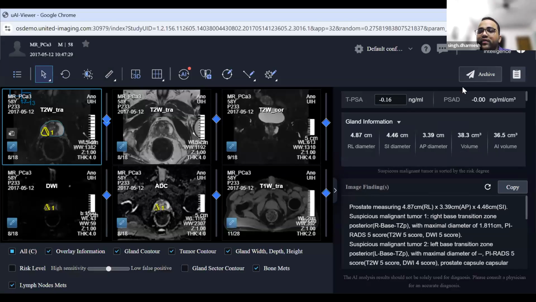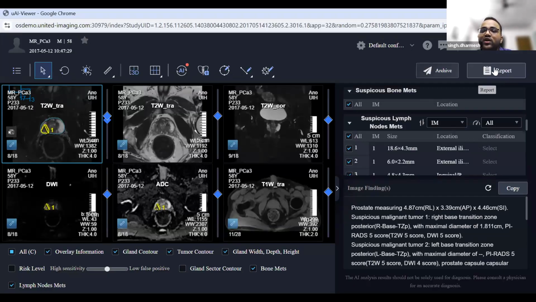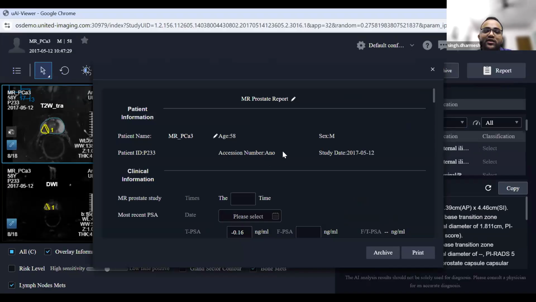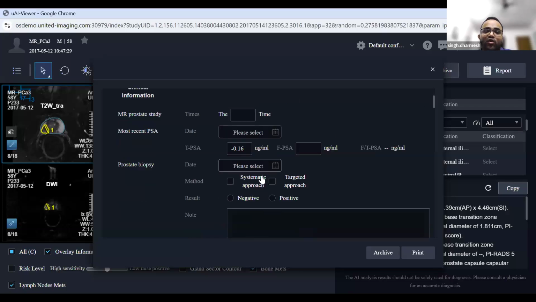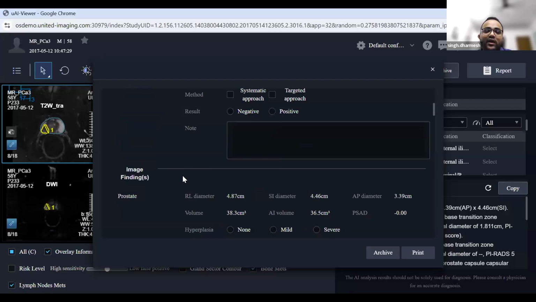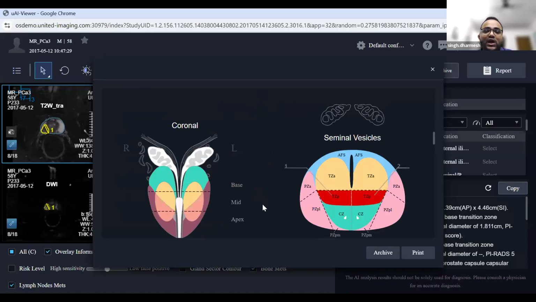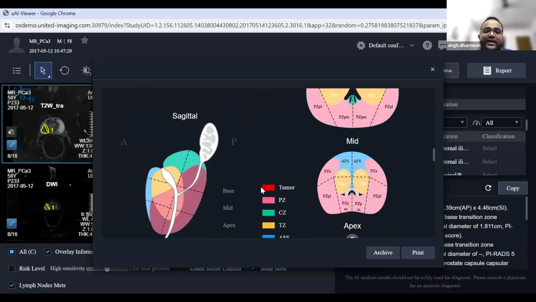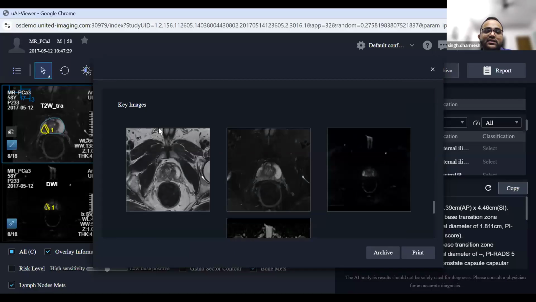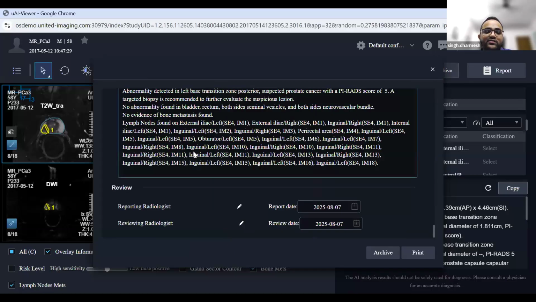And from here you can generate the report, which can be very, very useful. Just click this and it will generate the whole report with all the demographic information of the subject. All the clinical parameters are there, it shows the PI-RADS, and you can see all the important key slices from here, which is very, very important.